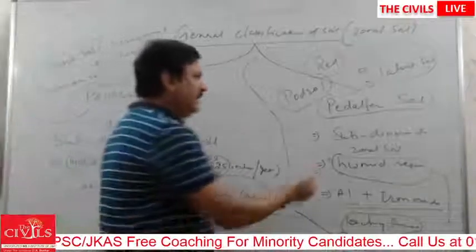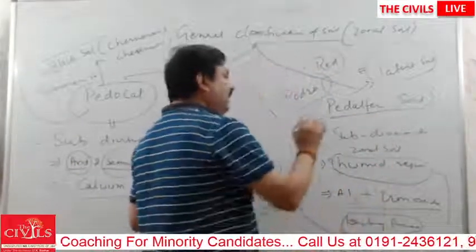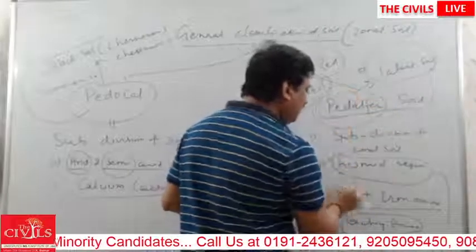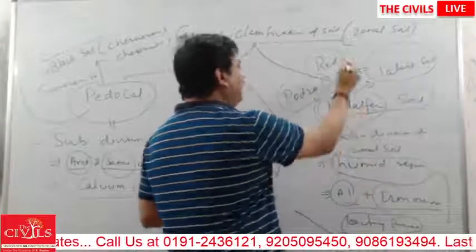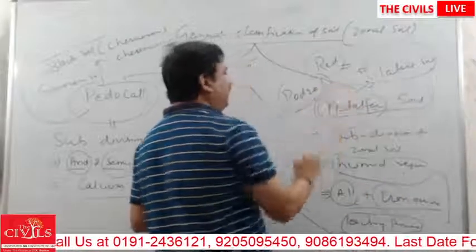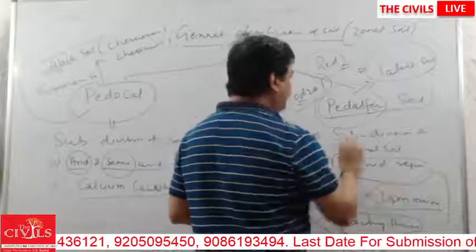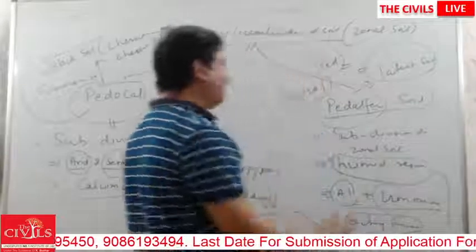On the other hand, pedalfer soil is found in humid regions. Another important fact is that pedalfer soil contains a huge amount of aluminium and iron. We all know red soil, podzol soil and laterite soil are rich in aluminium and iron, so these soils come under pedalfer soil.